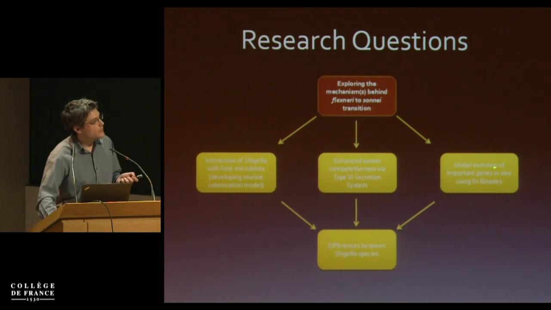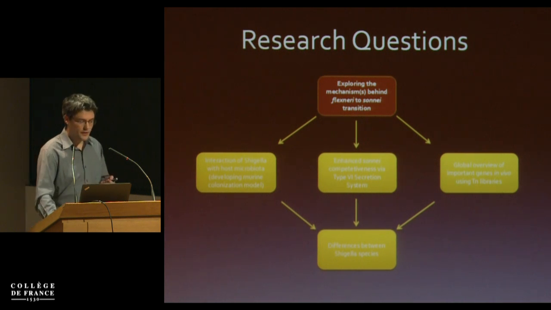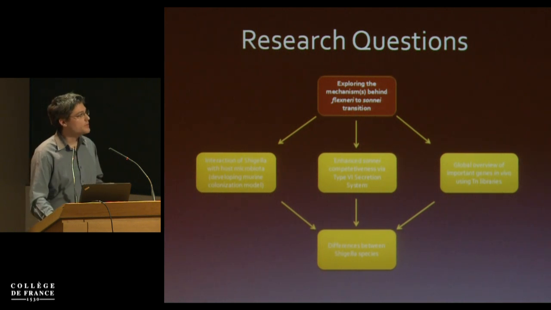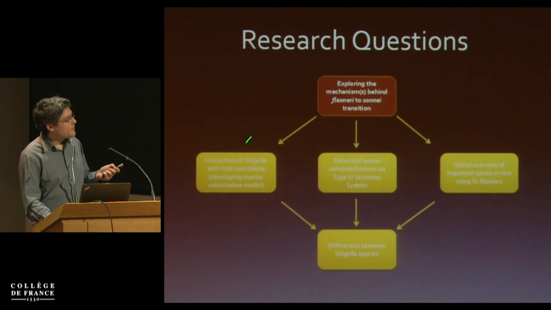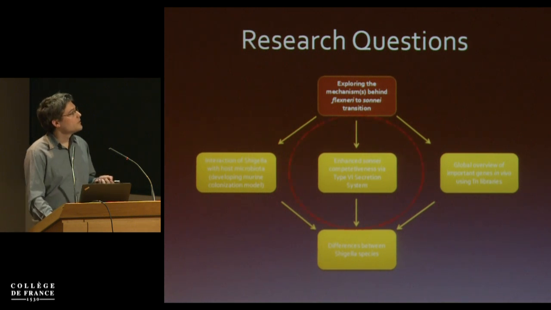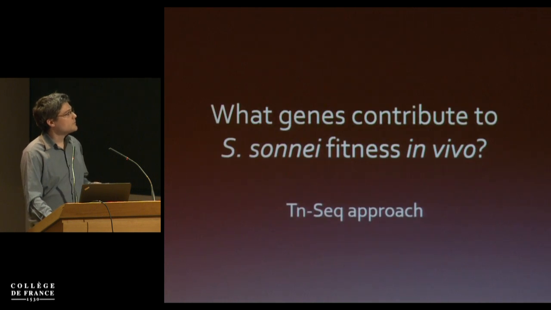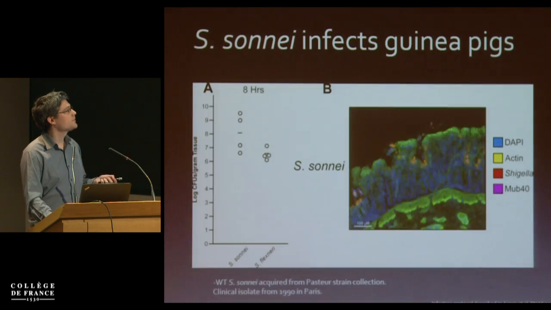We're also doing a global overview of important genes in virulence and survival using Tn-seq libraries. Together, these 2 projects have led me to study and enhance Sonnei competitiveness via a type 6 secretion system that it carries. So the bulk of the talk today will be about this middle point. We started with the question: what genes contribute to Shigella Sonnei fitness in vivo? And we decided to use a Tn-seq approach for this.